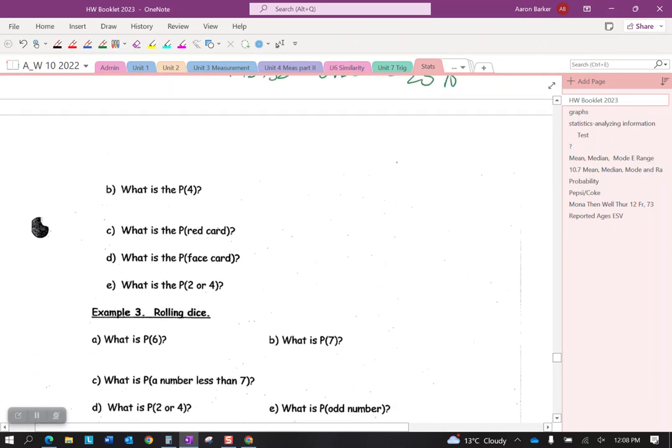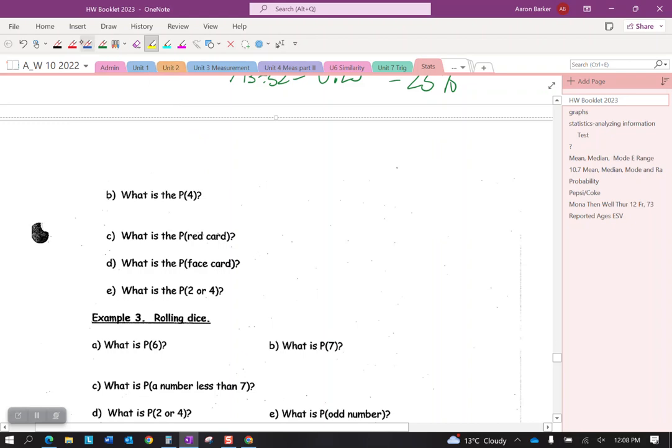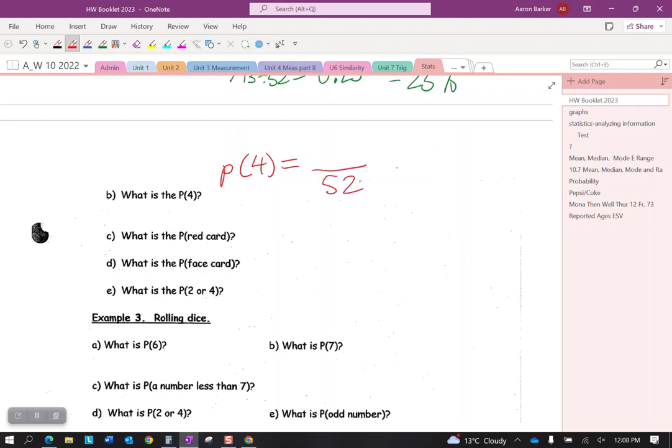What's the probability of getting a 4? So you write down P bracket 4 bracket equals. And we all know there's 52 cards in a deck, so we'll keep that as the bottom number. But how many 4s are there in a deck of cards? Really? Because there's a 4 of spades, a 4 of hearts, 4 of clubs, and a 4 of diamonds. You're right, there's 4. Okay?